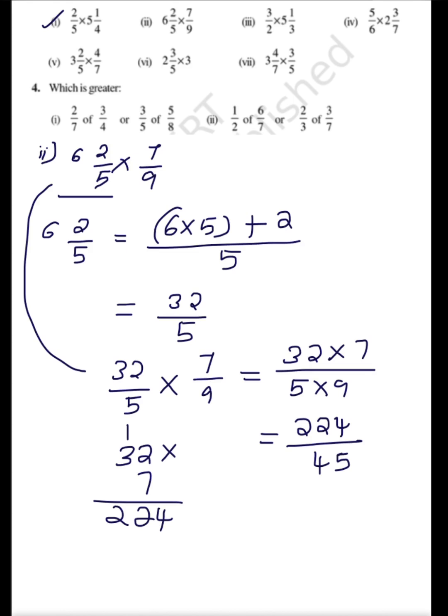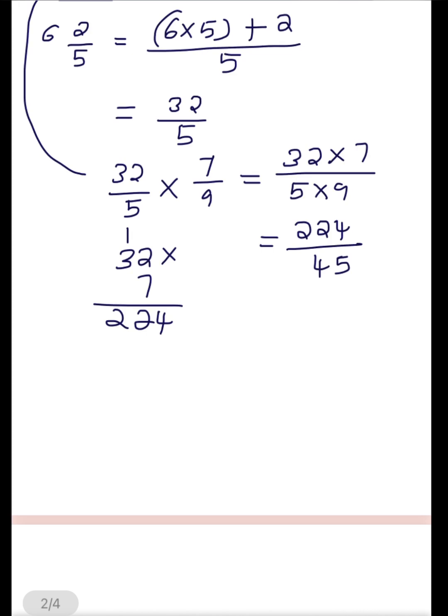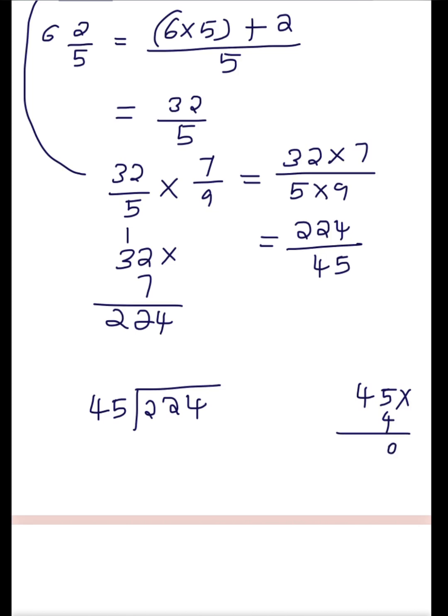So this is again an improper fraction. So you have to convert it into a mixed fraction. So let's do it. That is 224 divided by 45. Let's do 45 into 4. So 20, carry 2, 18. So you will get 180. Now let's subtract this. That is 224 minus 180.